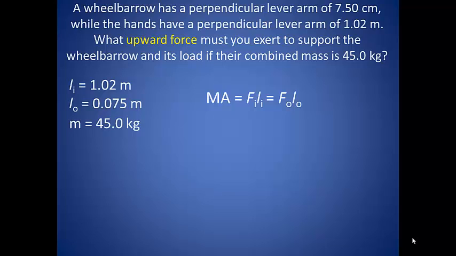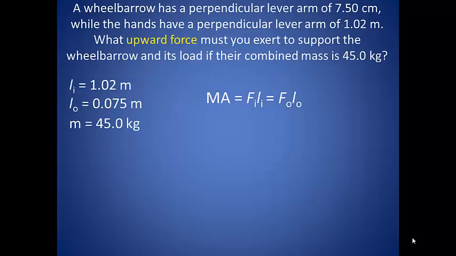Suppose a wheelbarrow has a perpendicular lever arm of 7.50 centimeters, while the hands have a perpendicular lever arm of 1.02 meters. What upward force must you exert to support the wheelbarrow and its load if their combined mass is 45 kilograms?